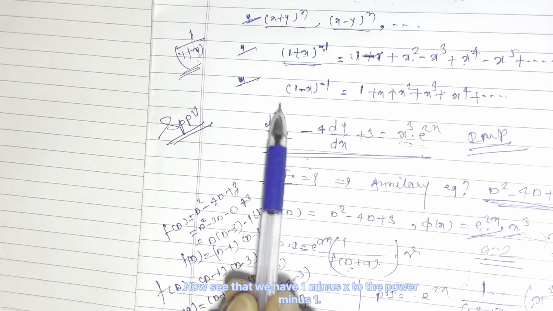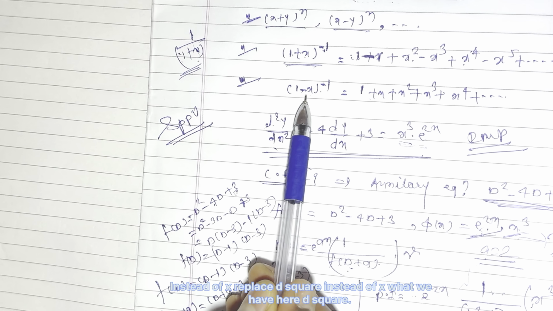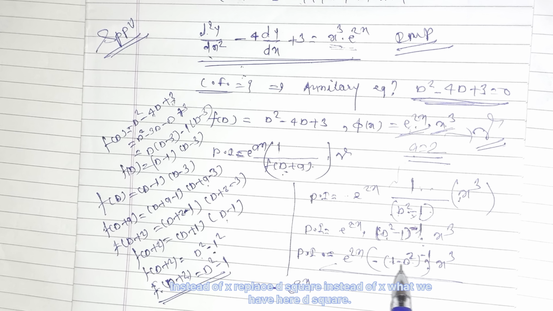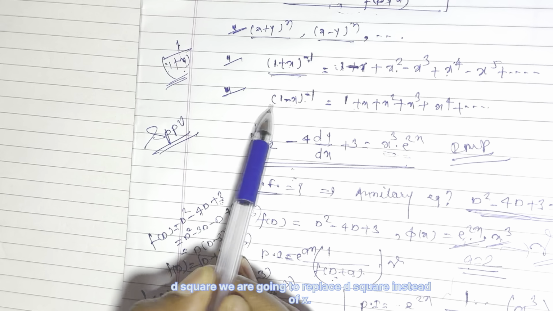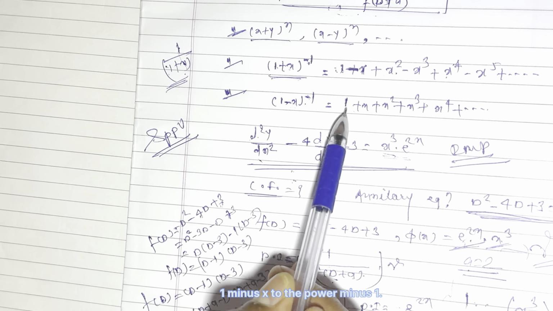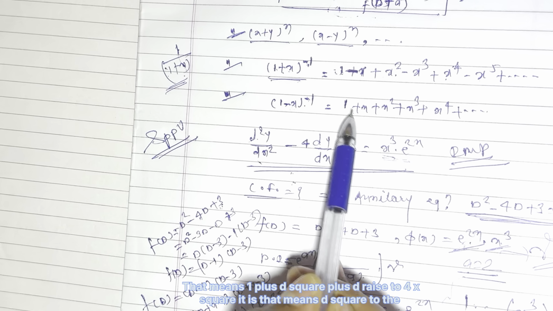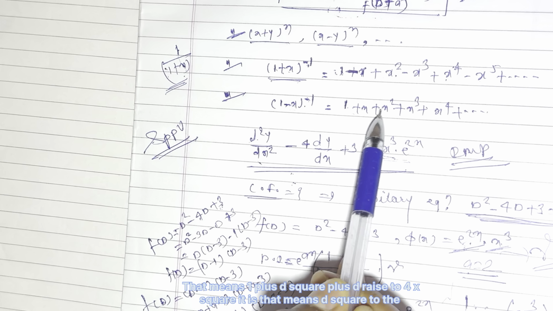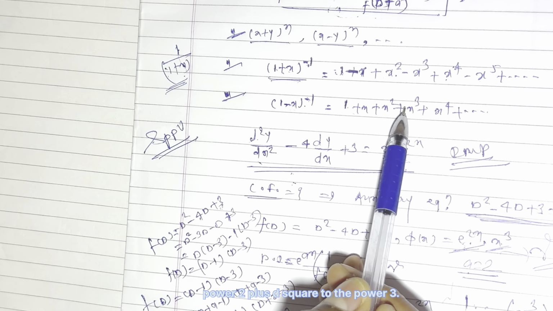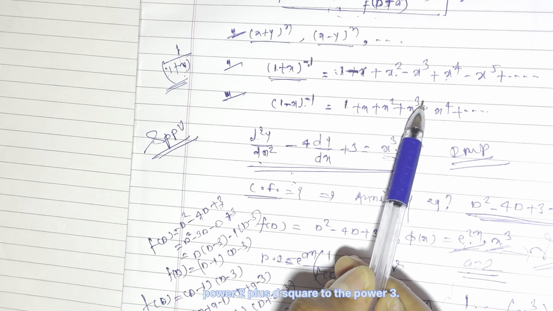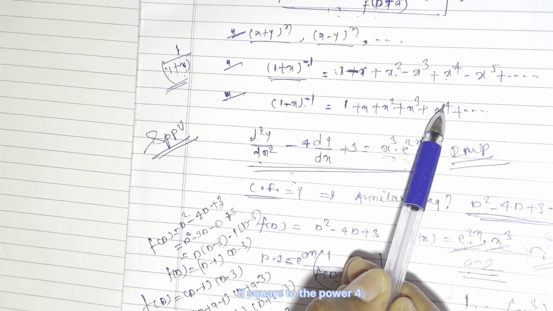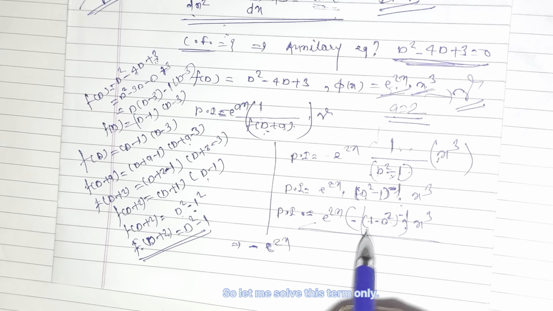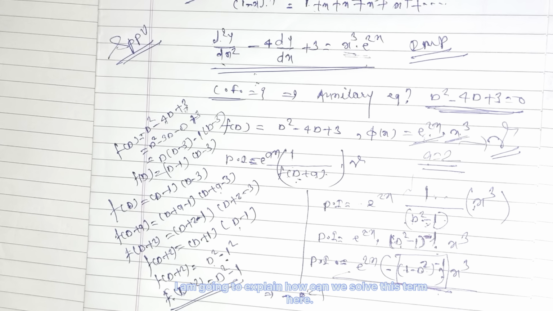Now see that we have 1 minus x to the power minus 1. Instead of x, replace d square. So we get 1 plus d square plus d raised to 4, since x square means d square to the power 2, plus d square to the power 3, plus d square to the power 4. In this format we are going to replace it here. So let me solve this term only, and I will explain how we can solve it.